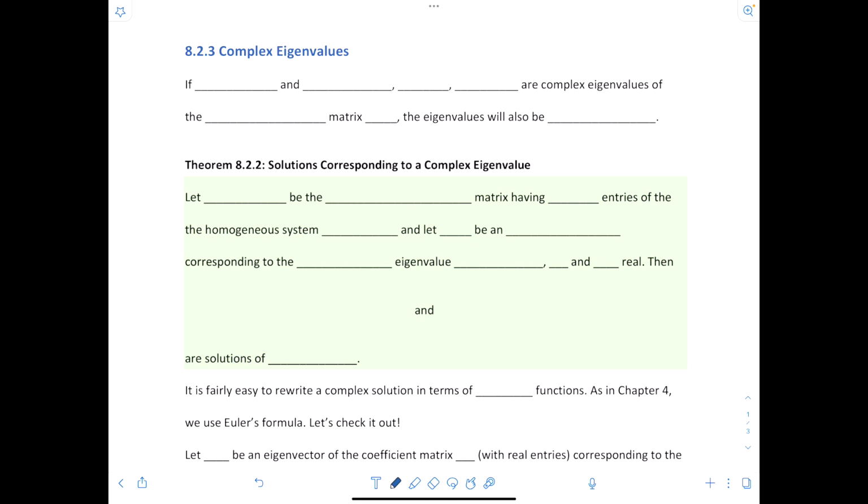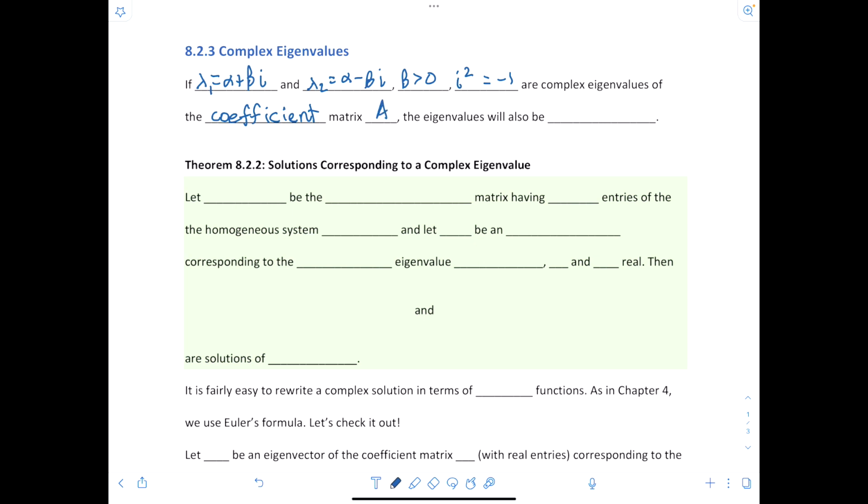If lambda 1 is equal to alpha plus beta i, and lambda 2 is equal to alpha minus beta i, where beta is positive, non-zero, and i squared is equal to, of course, -1, are complex eigenvalues of the coefficient matrix A. Just to clarify here, the capital letters that we use are matrices. So we've got column matrices we're dealing with and a coefficient matrix.